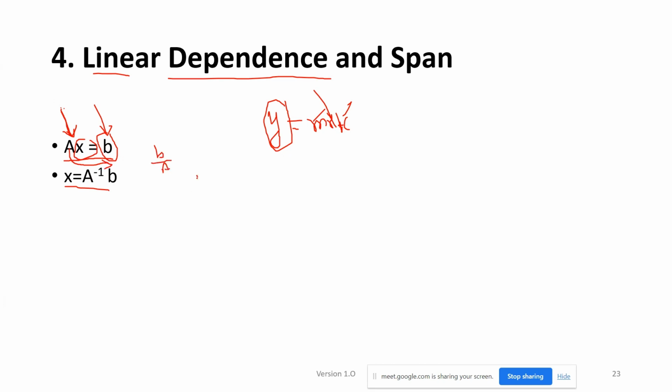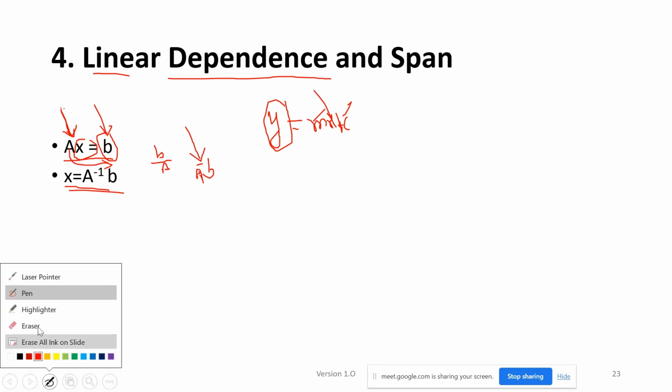We can write it like the inverse of A times b. So this is the usage where we are using the inverse. You know how to convert matrix A into the inverse matrix. Why am I saying A is a matrix?